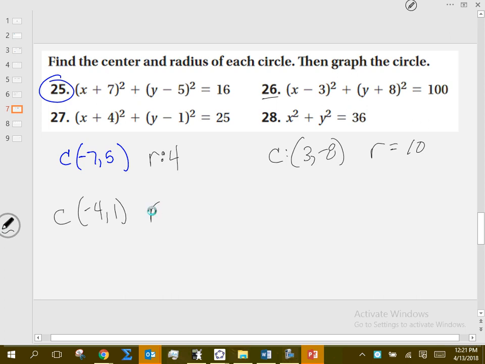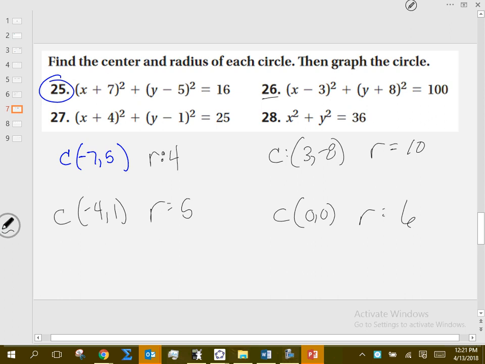-4, 1. And the radius is 5. What about 28? 0, 0. Radius 6. That's pretty easy, right? Okay. Now, you could probably do the same thing from a picture. If I were to give you a picture and you're able to recognize exactly what the radius is, maybe by counting, and know exactly what the center is, maybe you could create your equation from a picture.